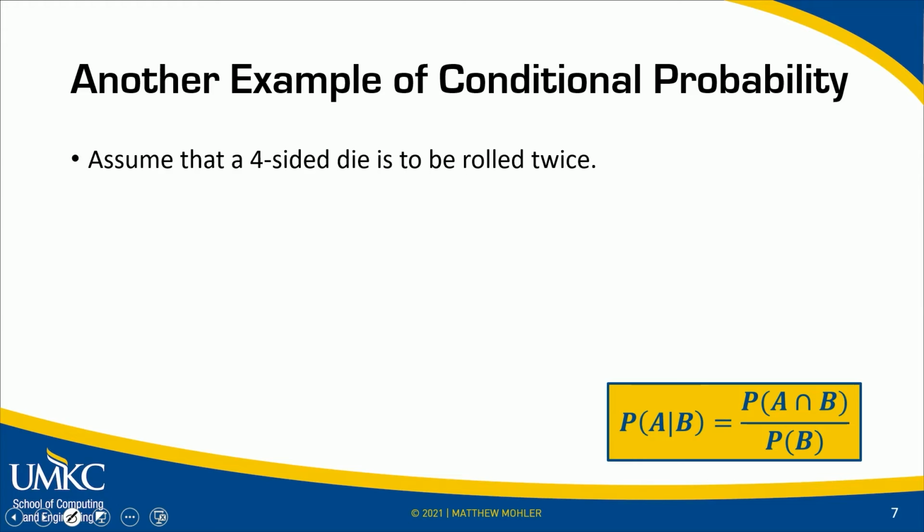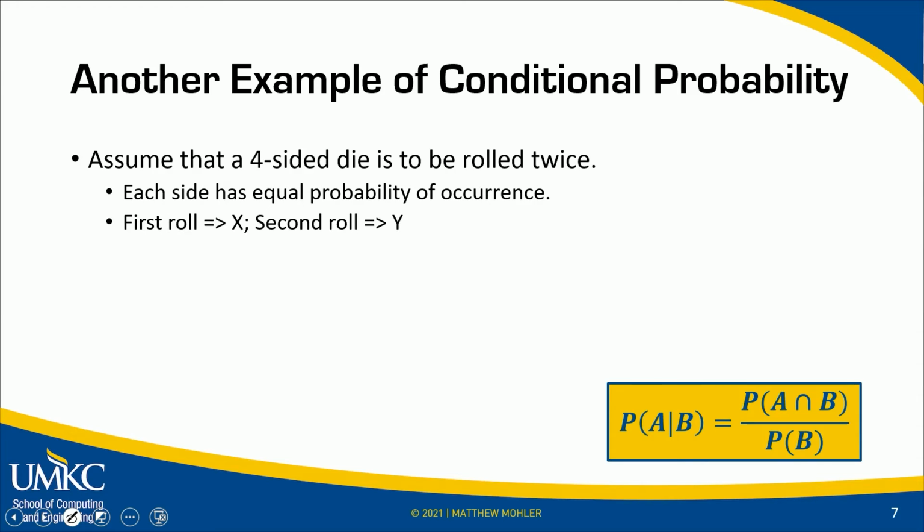Another example might be a four-sided die. And this is an example that we looked at back in lecture 1. But assume that we're rolling it twice, that each side, 1, 2, 3, and 4, has an equal probability of occurrence. We'll say that the value that we get on the first roll is going to be X, and the value we get on the second roll is Y. And then kind of similar to before, we'll say that we have this A that is the minimum of X and Y, and B that is the maximum of X and Y.